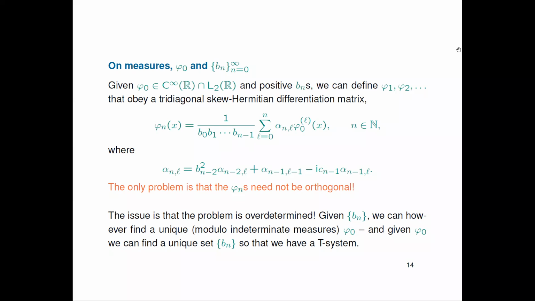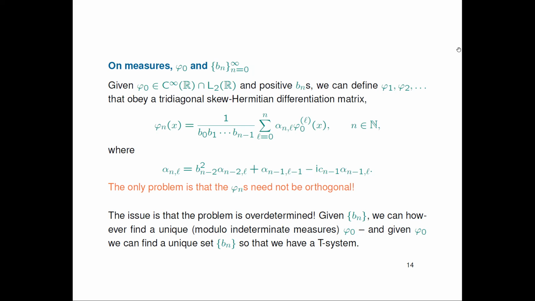We can obtain a whole sequence. And it turns out that each phi n is a linear combination of the first n plus 1 derivatives, counting from 0, of phi 0. And in that case, we obtain a T system, except that the system need not be orthogonal. There's absolutely no reason why it should be orthogonal. So in other words, the problem is overdetermined. If we have the b n's, we can find, unique modulo indeterminate measures, phi 0, and then we have phi 0, and also we have the phi n's, and so we can generate a unique orthogonal set.